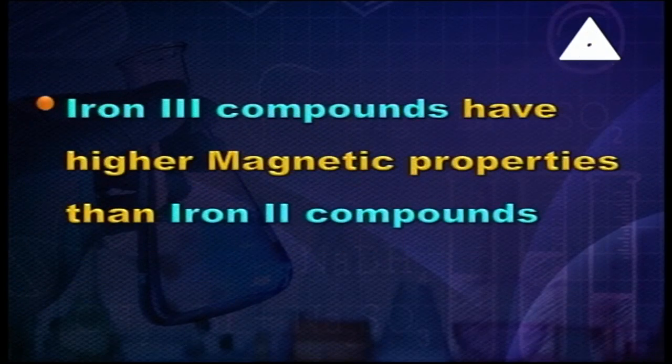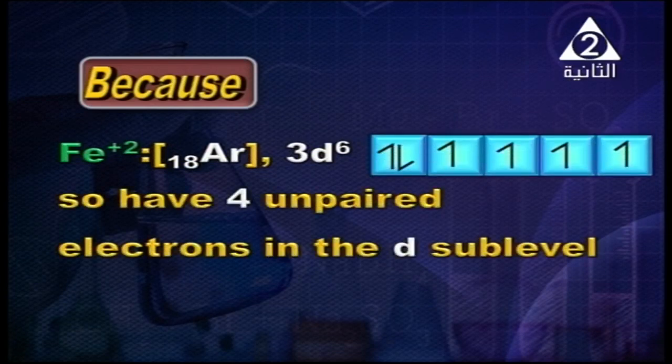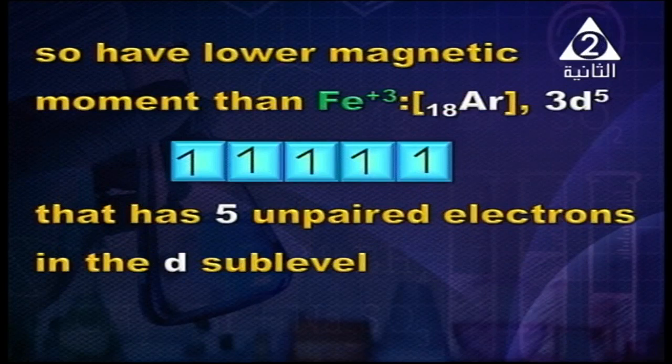Next point. Iron(III) compounds have higher magnetic property than iron(II) compounds. The reason for that: Fe2+ has electronic configuration [Ar] 3d6, so it has 4 unpaired electrons in the d sublevel, so it has a lower magnetic moment than Fe3+, which has electronic configuration [Ar] 3d5 with 5 unpaired electrons in the d sublevel.